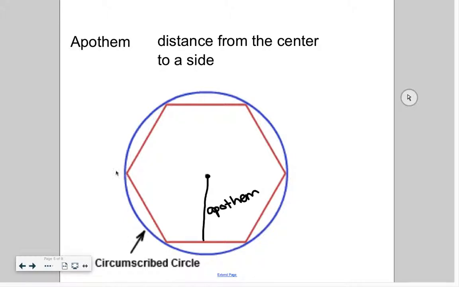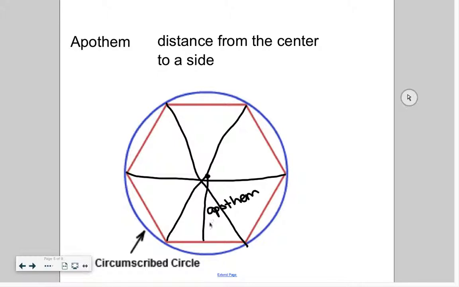First and foremost, an apothem is perpendicular to that side. We've seen perpendicular before. It means that it's creating a 90-degree angle here. Not only that, but an apothem is also an angle bisector. So an apothem bisects this interior angle here.